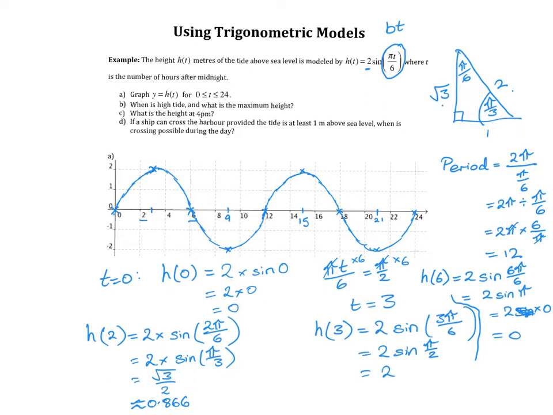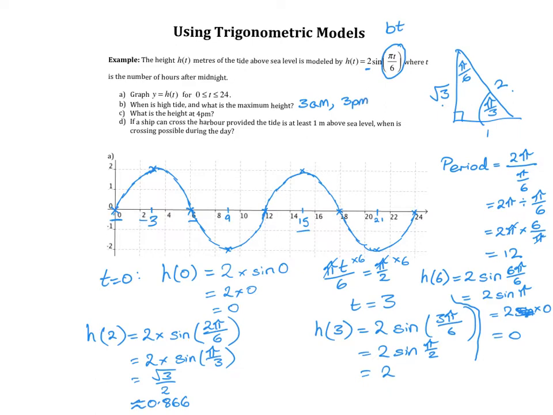Okay, so high tide is at 3 and 15. Now, what are these units again? It says where t is the number of hours after midnight. So 0 is like midnight. So 3 hours after midnight would be 3 a.m. So it's at 3 a.m. And then 15 hours after midnight, which is this one here, it would be 3 p.m.